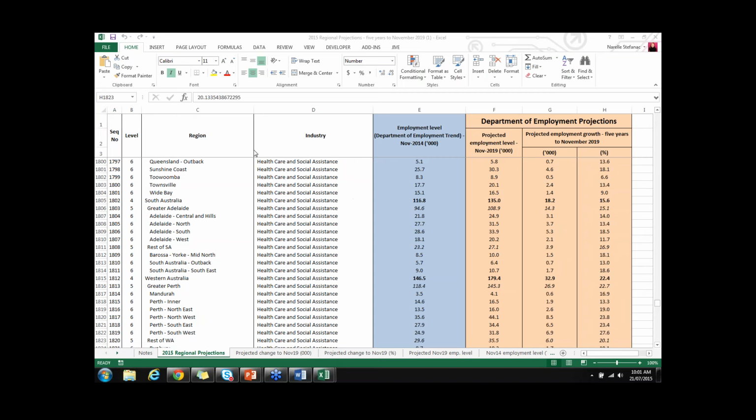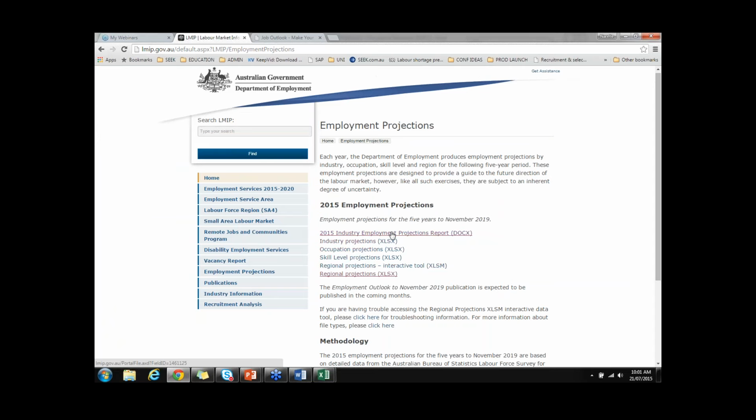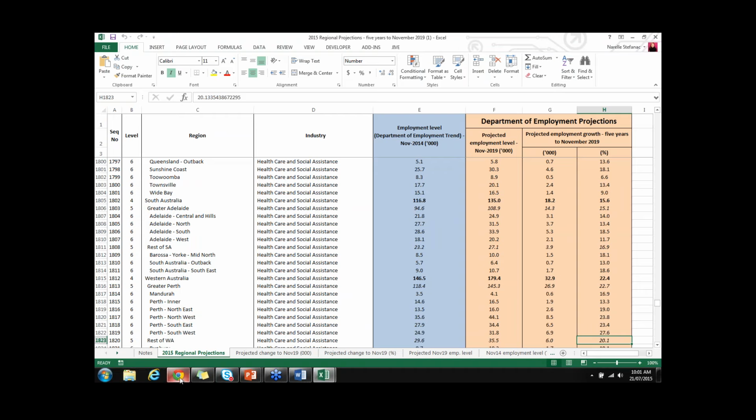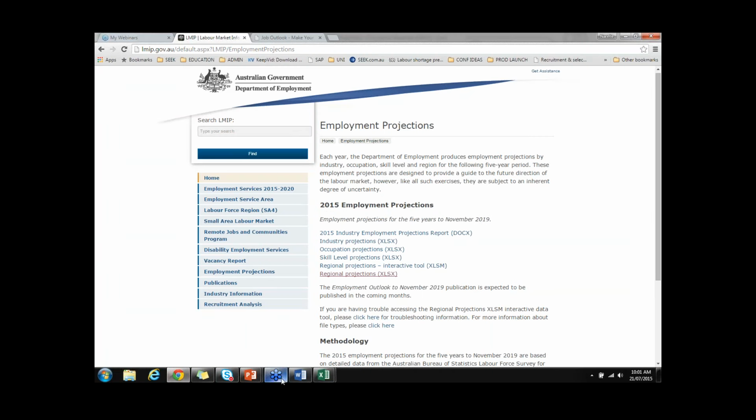And Amy's asked, which file did I choose to get to this one? And it's the regional projections, Amy. So I'll go back and I'll just show you that one quickly before we go back in. So there's all of these files on the screen. I'll just see if you can see that. Oops, sorry, I've just clicked away from it again. Let's see, make sure you guys can see the screen. Yep, so all of these files here, and it's the last one, regional projections.